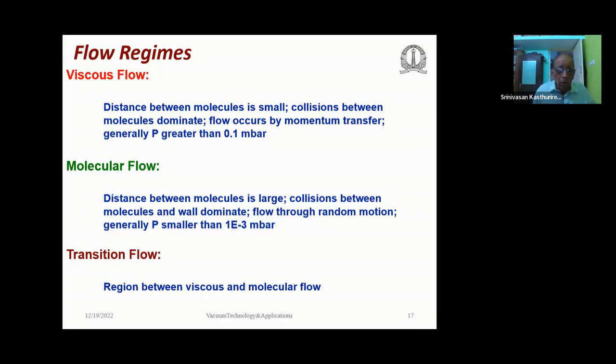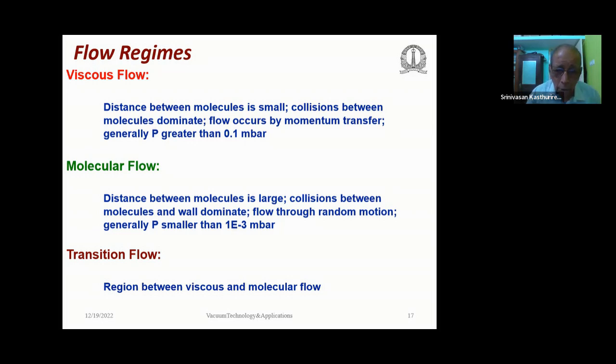Okay, what about molecular flow? Molecular flow occurs where you have fewer molecules, first of all. Each molecule's movement is almost independent. Okay, the distance between the molecules is very large. So in other words, the mean free path is very large. The collisions with the walls rather dominate. Okay, not the molecules, but the collisions with the walls really dominate. So actually molecules flow because of random motion, not because of momentum transfer.